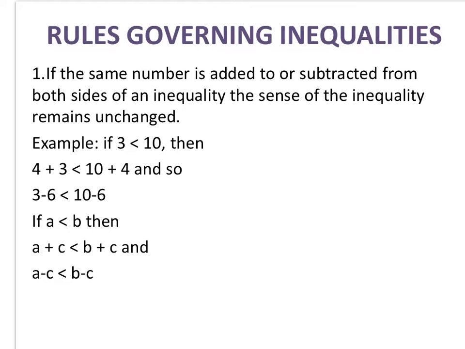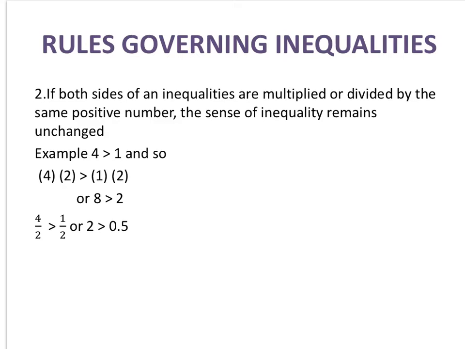Rules governing inequalities. 1. If the same number is added to or subtracted from both sides of an inequality, the sense of the inequality remains unchanged. Example, if 3 is less than 10, then 3 plus 4 is less than 10 plus 4, and 3 minus 6 is less than 10 minus 6. If A is less than B, then A plus C is less than B plus C, and A minus C is less than B minus C.